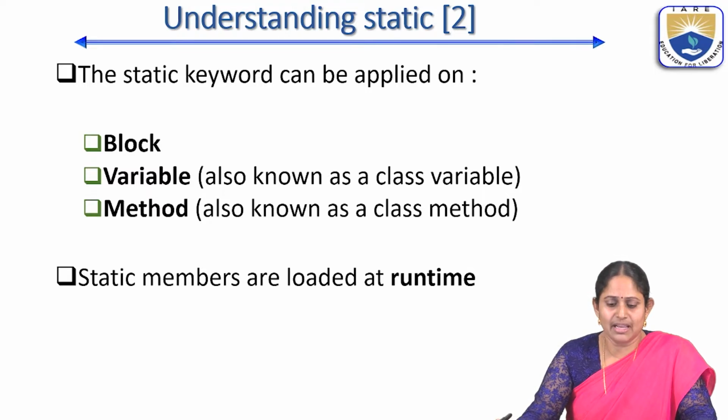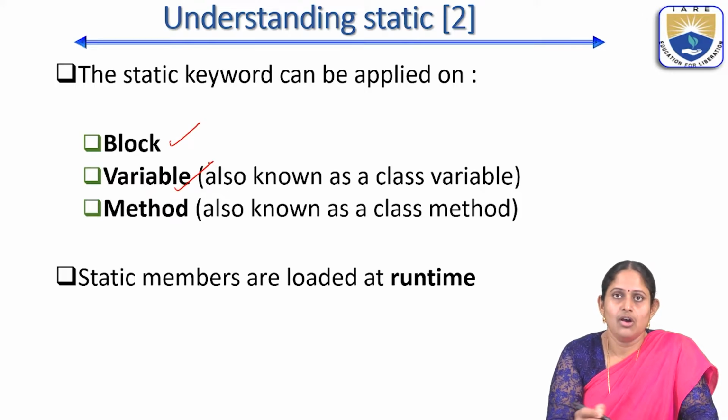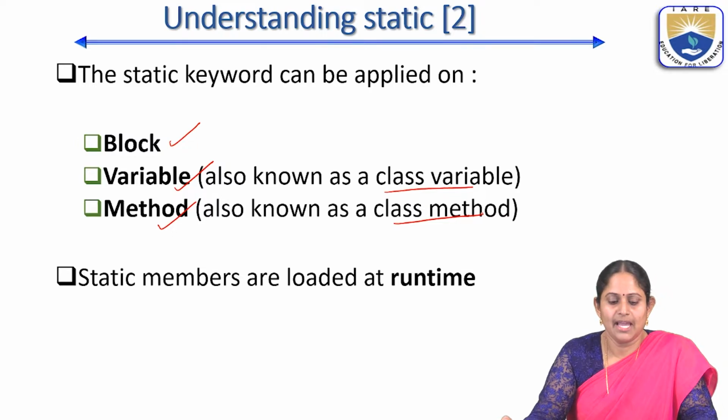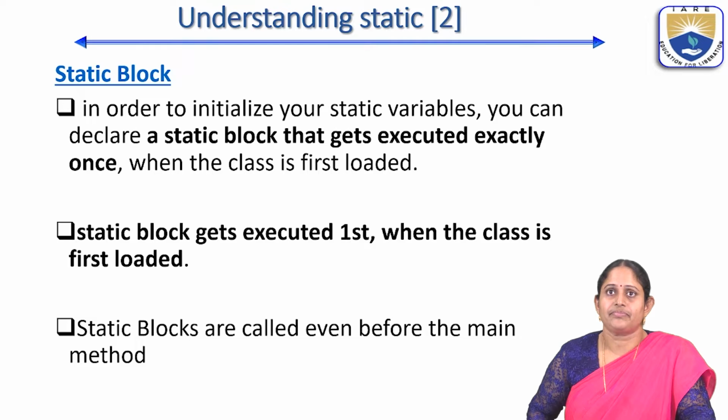Now, we can apply the static keyword on a block, on a variable, or on a method. If we apply the static keyword on a variable, it is called a class variable, and on a method it is called a class method. And all these static members are loaded at runtime.